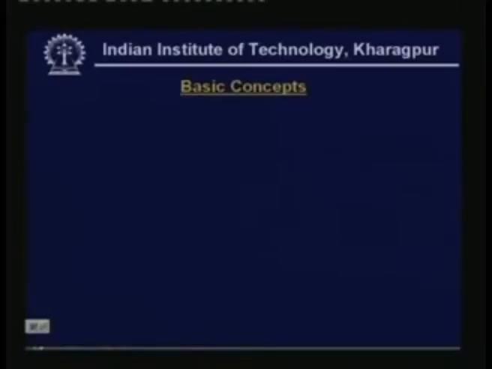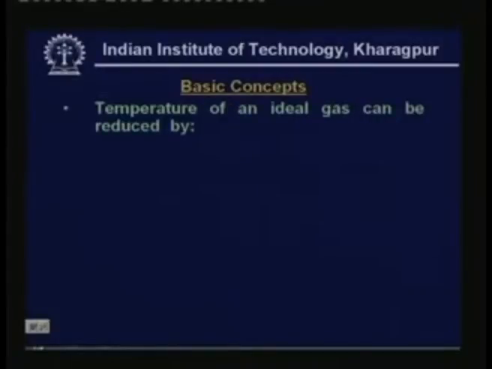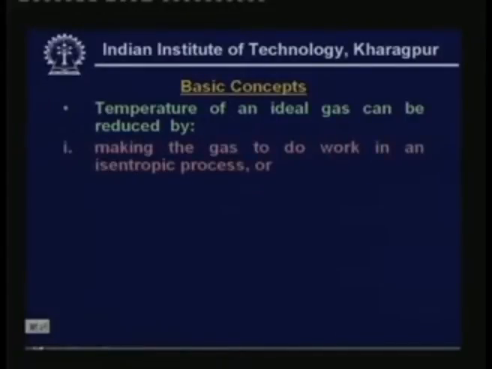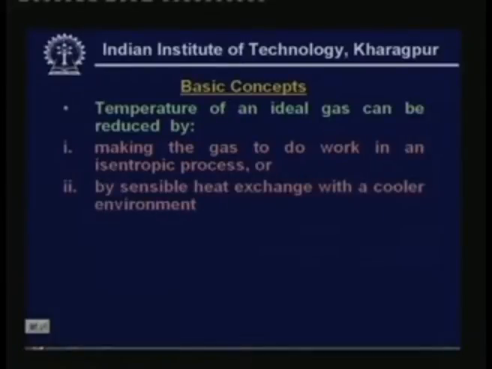Now, let us look at some basic concepts. How do we reduce the temperature of an ideal gas? We cannot reduce the temperature of an ideal gas by throttling, that is what we have seen in the last class. Then what are the other ways of reducing the temperature? You can reduce the temperature by making the gas do work in an isentropic process, or by sensible heat exchange with a cooler environment.